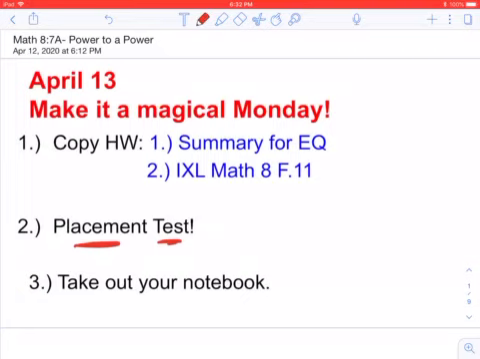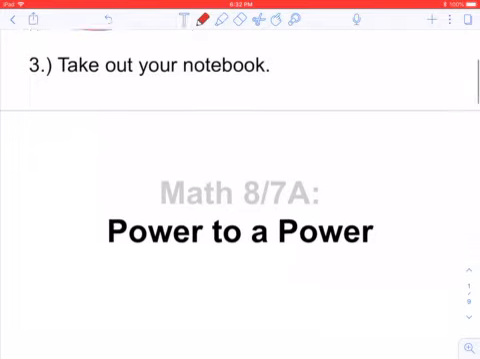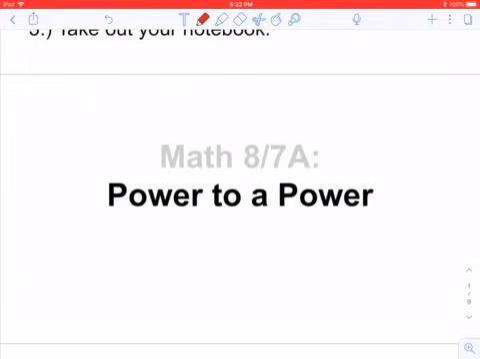Excuse me. And then go ahead and take out your notebook. We're going to learn about taking power to a power today. Okay, power to a power. And again, I'm going to do this as fast as possible. Please pause it everywhere you need to. That way, if you need to replay it because you forget something, you can go through it quickly.